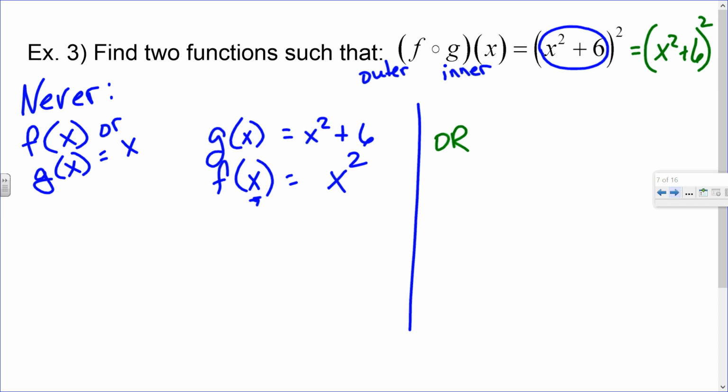As you look at x squared plus 6 all squared, does anybody see another piece that looks like it might be something that you could do first? A different way of looking at the first or inner step, something that's smaller than x squared plus 6 in this case.